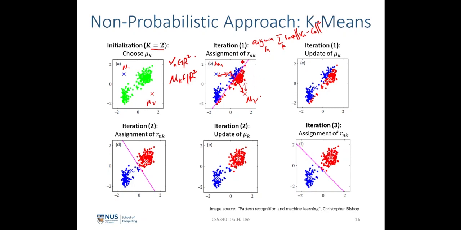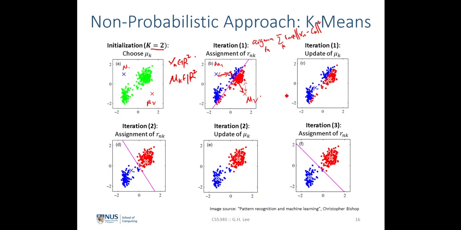After this assignment step, we proceed to the update step, where we assume that the assignment variable rnk stays fixed, and we make use of this to compute the new update of the cluster centers mu1 and mu2.